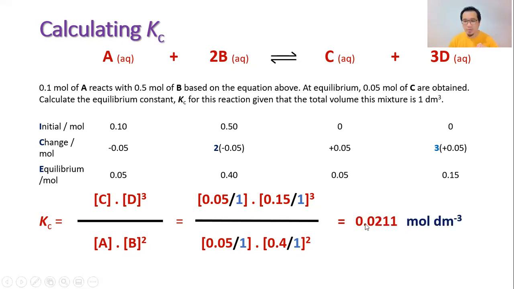The answer turns out to be 0.0211 mole per decimeter cube. The unit here is mole per decimeter cube because on the numerator there are 4 concentration terms, while at the bottom there are only 3 concentration terms. If you cancel them off, you're left with just 1 concentration term remaining in the Kc value for this reaction.